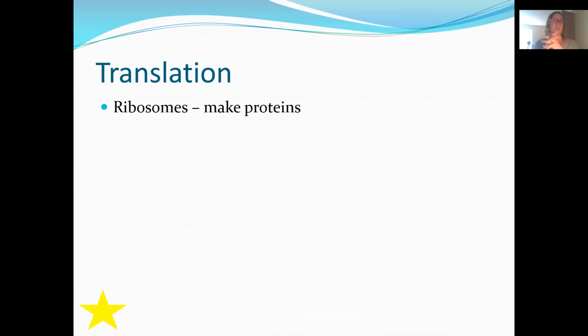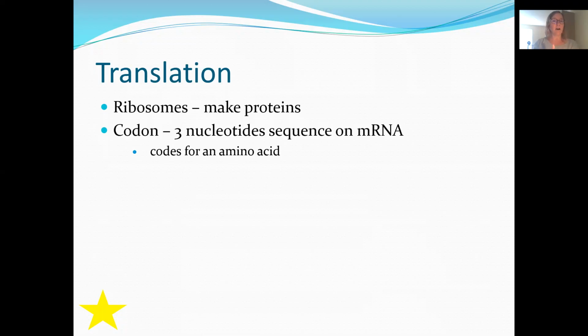Okay, so for translation, we need, first off, ribosomes. We learned about them previously. They're an organelle that make proteins, and ribosomes are made out of RNA. Now, on the mRNA, there are codons. So codons are 3 nucleotide sequences together, and they code for an amino acid.